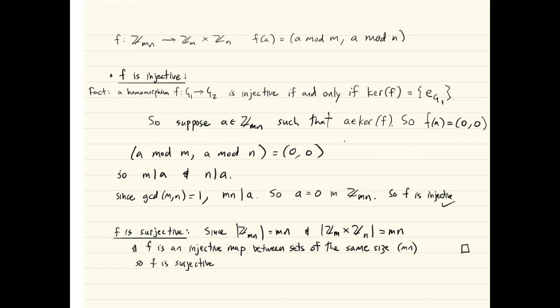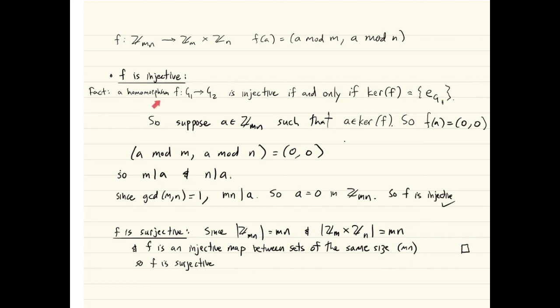And now here's where we use the hypothesis that the GCD of M and N is 1. These two facts, M divides A and N divides A, combined with the fact that M and N have no prime factors in common, means that their product, MN, divides A. This can be deduced by looking at the prime factorizations of M, N, and A. So MN divides A, and that means that A is equal to 0 in Z mod MN. And so that shows that F is injective.